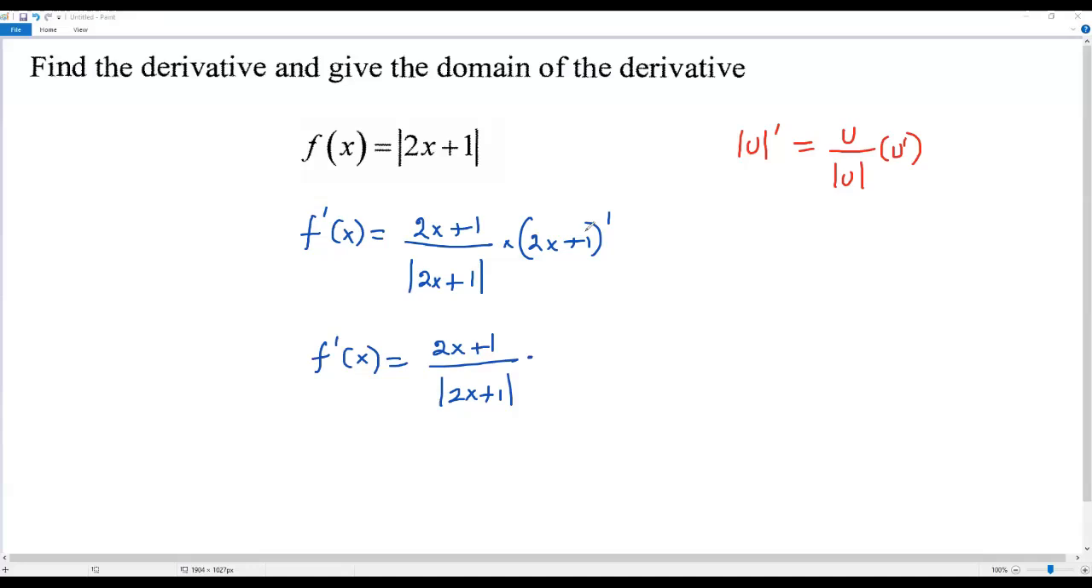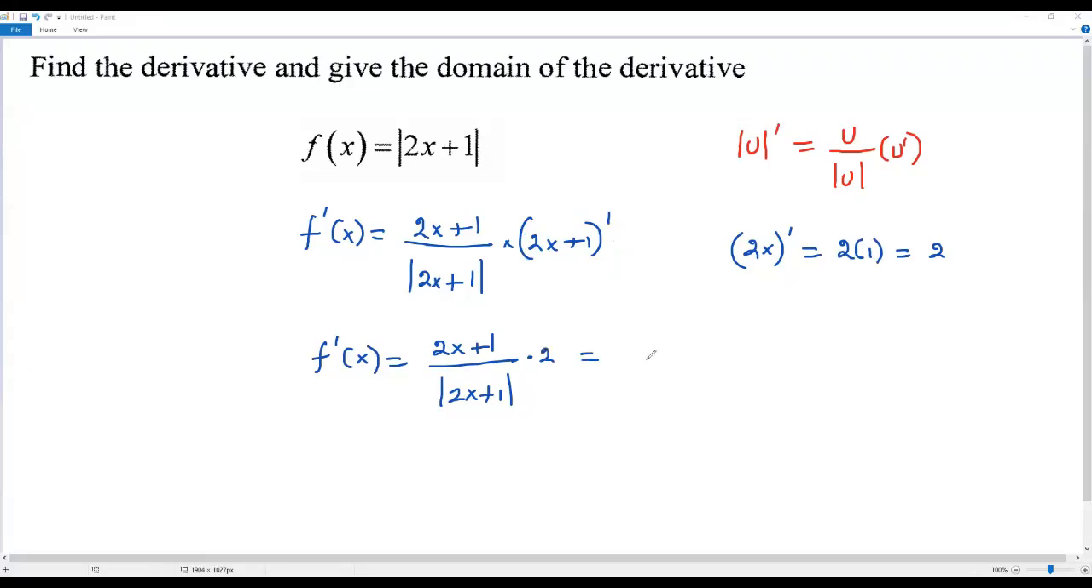What is the derivative of 2x + 1 with respect to x? 1 is a constant. When I find the derivative of this +1, it becomes 0. And the derivative of 2x with respect to x: 2 is a constant multiplied by the variable, so we keep the constant 2 as it is. The derivative of x with respect to x is just 1, and 2 times 1 is 2. So the derivative of 2x + 1 is just 2.